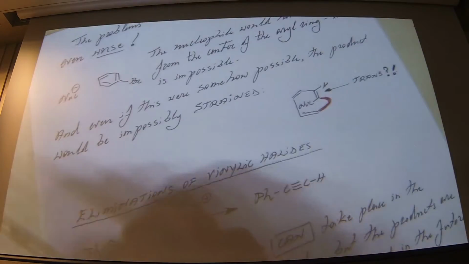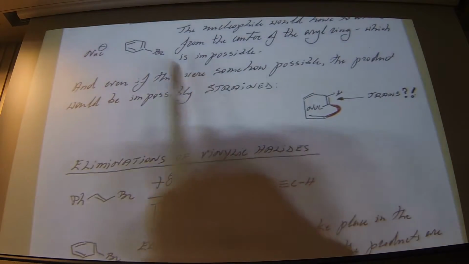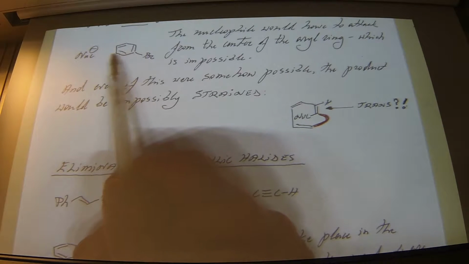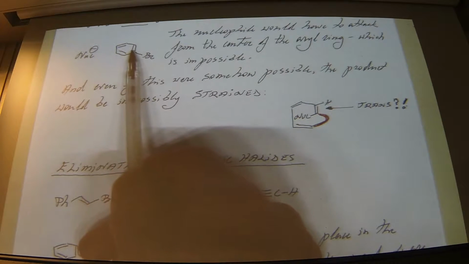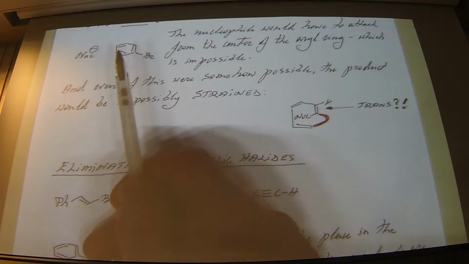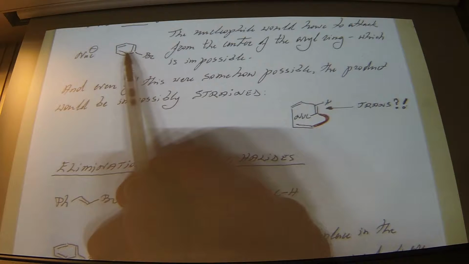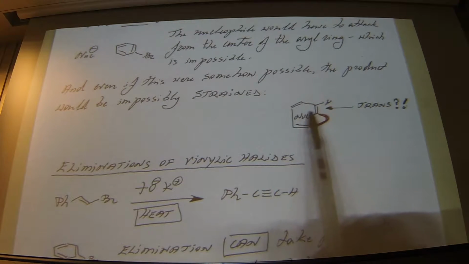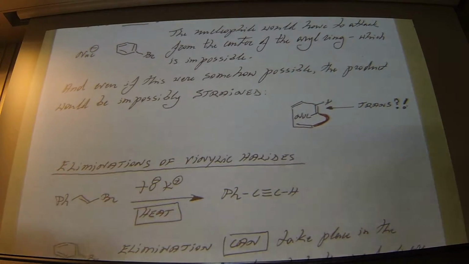And the reason it's worse is because if you try to do an SN2 here, you would have the nucleophile attacking from inside the ring where it can't be, right? And so there's no way to get the nucleophile oriented correctly. And even if you're somehow magically able to do that, you would get an inversion of the stereochemistry here, and that would give you a trans double bond in this ring. That's just not possible in any way at all.